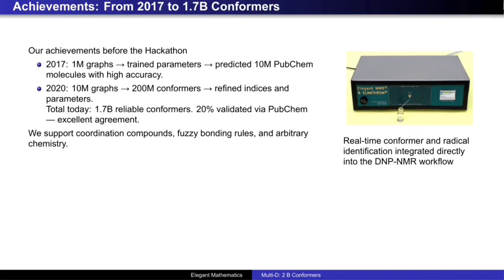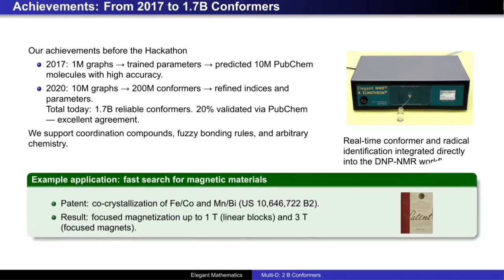Achievements before the hackathon. In 2017, from 1 million graphs, we trained the parameters and then predicted 10 million PubChem molecules with high accuracy. In 2020, from 10 million graphs, we generated 200 million conformers and refined both the indices and the parameters. In total, today we have 1.7 billion reliable conformers, with 20% validated against PubChem showing excellent agreement. We support coordination compounds, fuzzy bonding rules, and arbitrary chemistry. One example application is fast search for magnetic materials.